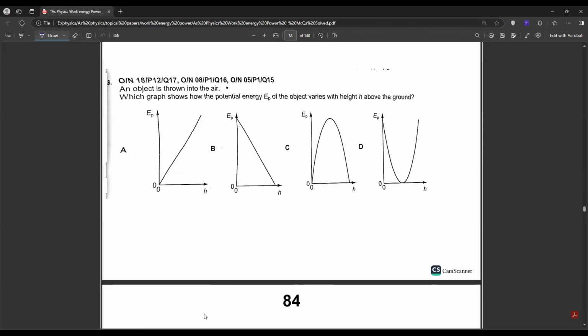Let's see this question. An object is thrown into the air. Perfect. Which graph shows the gravitational potential energy of the object varies with height of the object? We have to tell the graph of gravitational potential energy with the height of the object above the ground. Obviously, if you have studied the formula, gravitational potential energy is equal to mgh. As height increases, the gravitational potential energy will increase. A is your answer. Perfect.